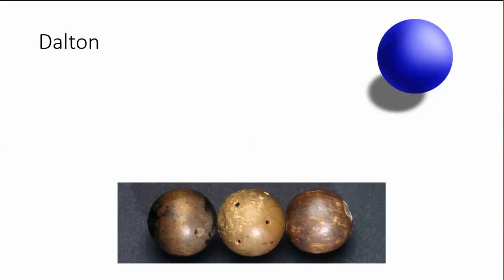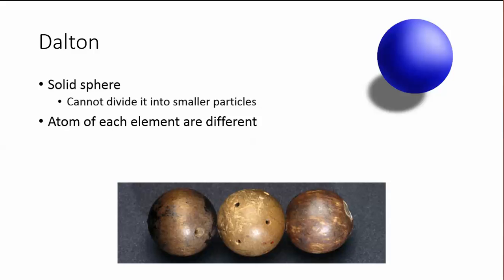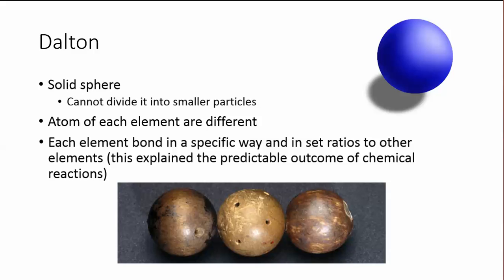Okay, so here's a picture of Dalton's model. We've seen this before. This is that solid sphere model. The atoms could not be divided into smaller particles. They were solid, indivisible spheres. Each element had a different atom. So each element was different from each other, and each of the elements bonded in a specific way, set ratios of one element to another, and this explained that predictable outcome of the chemical reactions.